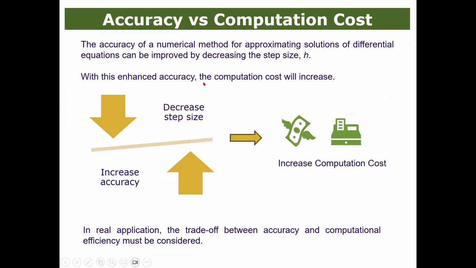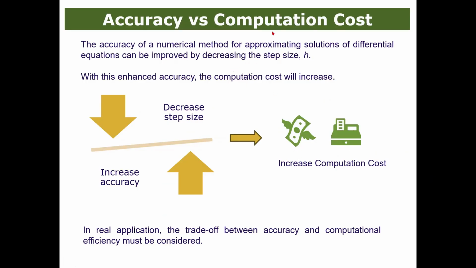Now let's learn about accuracy versus computation cost. The accuracy of a numerical method for approximating solutions can be improved by decreasing the step size. With this enhanced accuracy, unfortunately, the computation cost will increase.